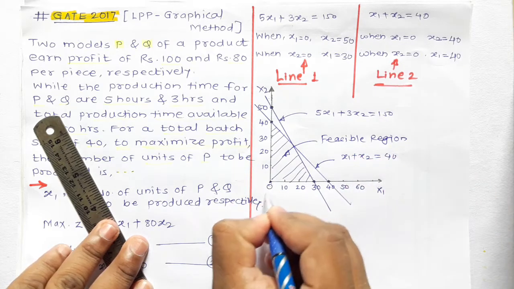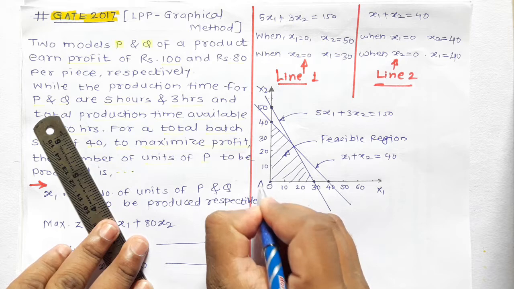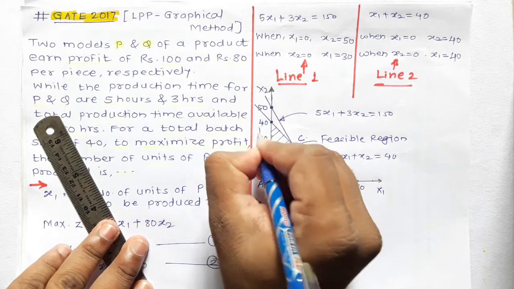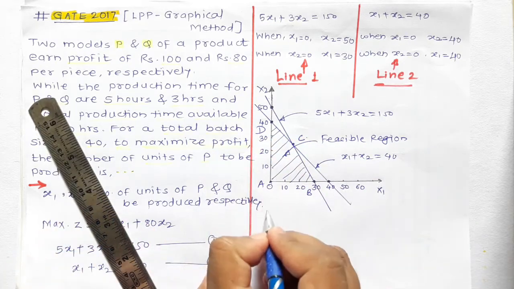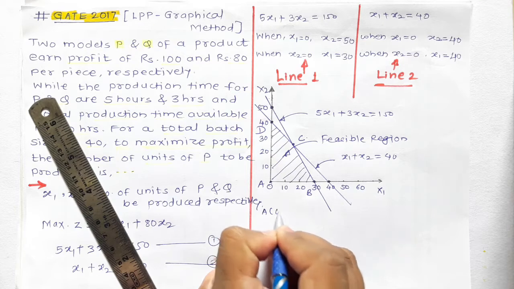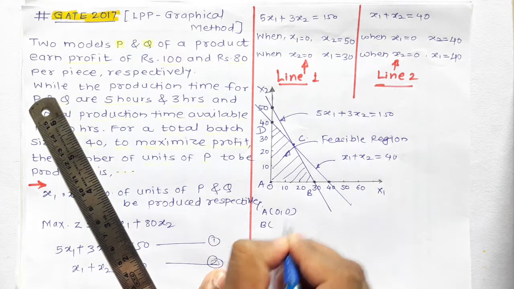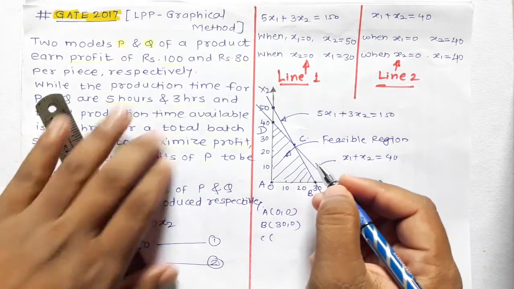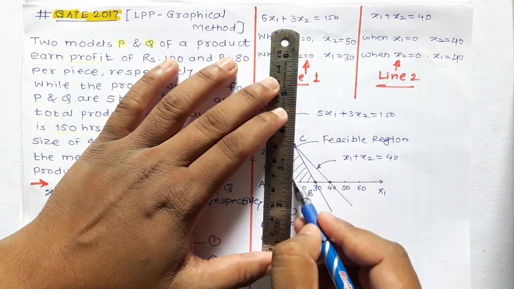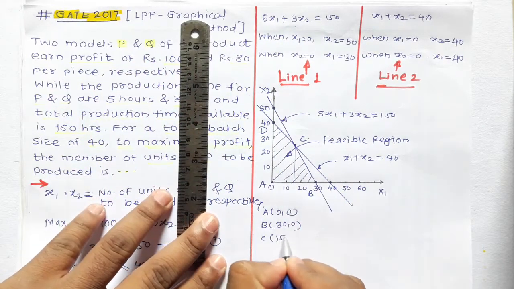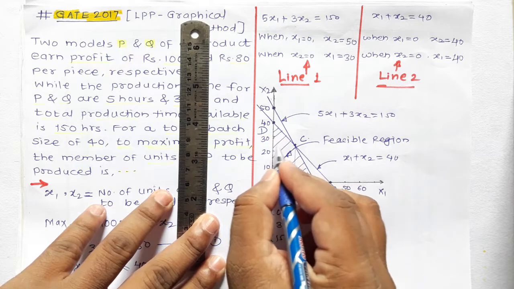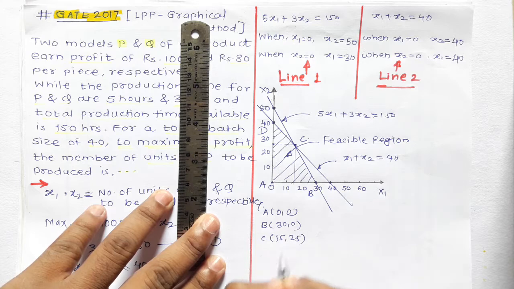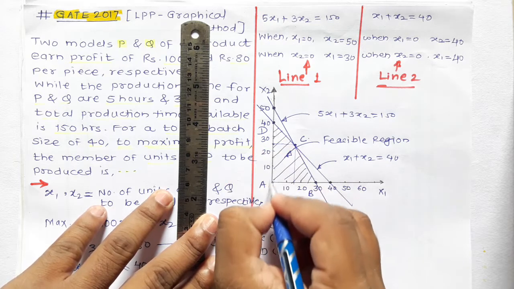Now let us consider the points of this feasible region. This is point A, this is point B, this is point C, and this is point D. Now let us consider the coordinates of points A, B, C, D. Coordinates of point A are 0, 0. Coordinates of B are 30, 0. Coordinates of C: x1 is 15 and x2 is 25. And D is 0, 40.